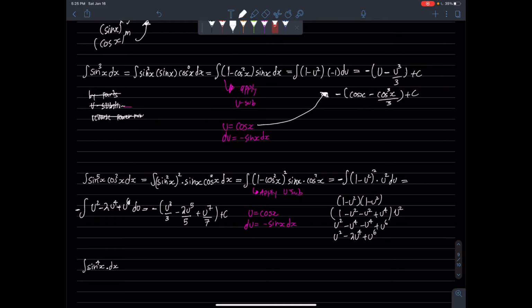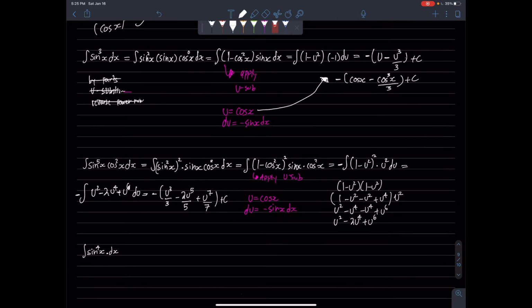What will that give us now? Now we just have to plug everything back in, right? So where u was cos x, it's going to equal negative, we'll just put the bracket, cos cubed x over 3 minus 2 over 5 cos to the 5x plus cos to the 7 over 7 plus c.